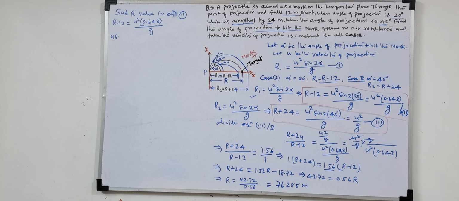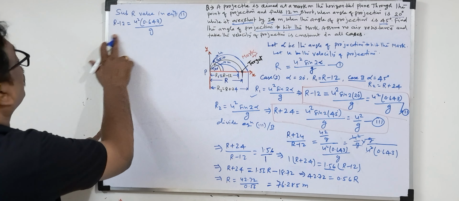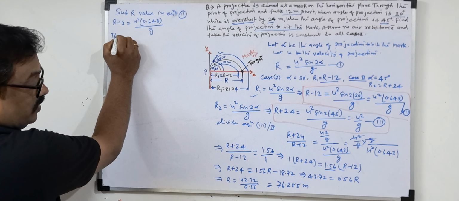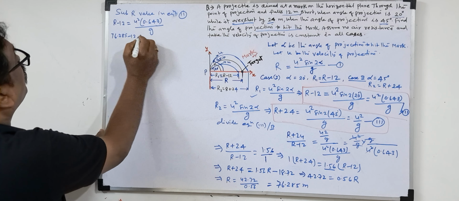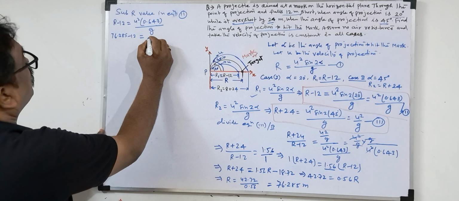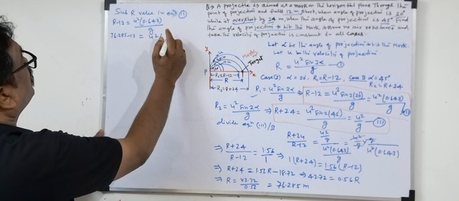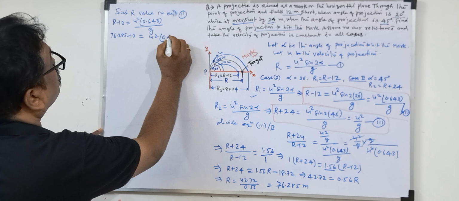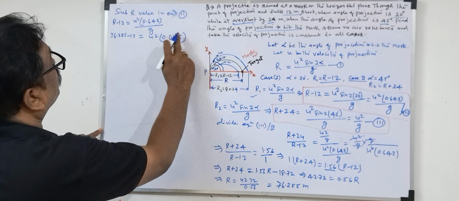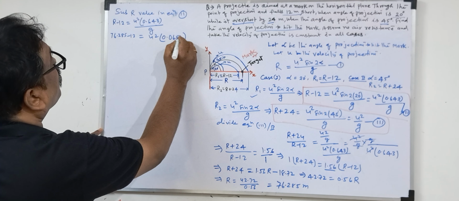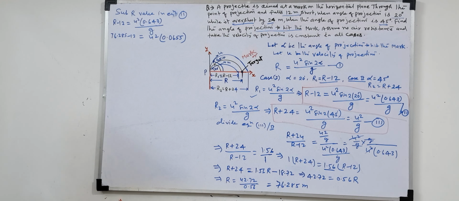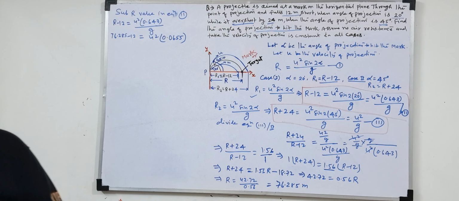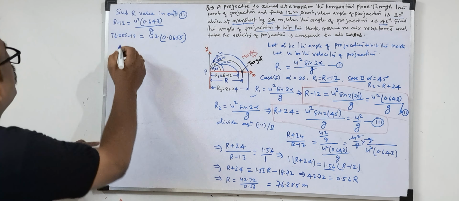Now the R value is 76.285 minus 12 equal to, this is 9.81. So u square into 0.643 divided by 9.81. This value is coming 0.0655. If we divide 0.643 by 9.81, it will come 0.0655.